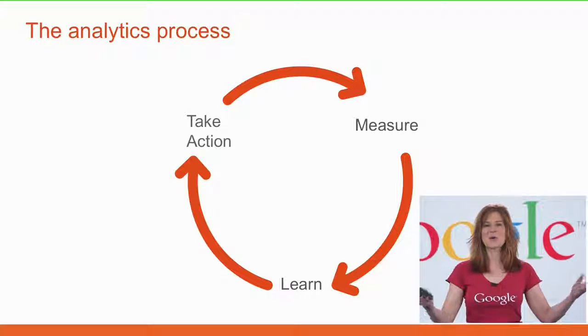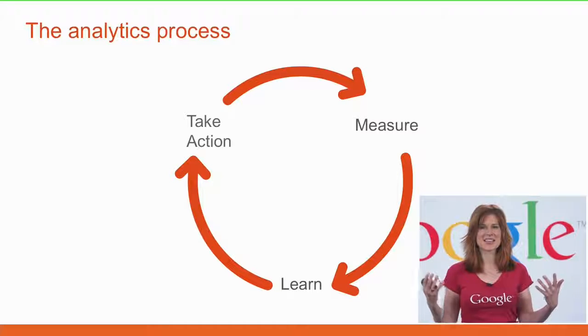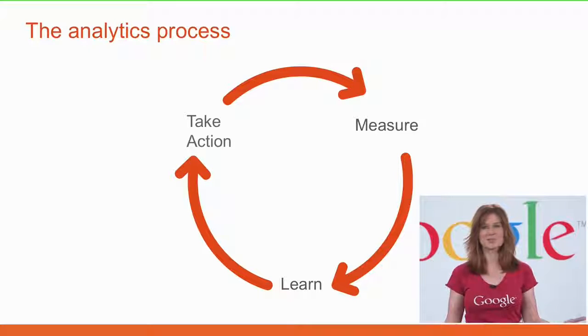Okay. So let's start talking about what you'll be doing with GA. It is the analytics process, and it works like this. First, you're going to measure. You have to figure out what's happening or what's not happening on your website. Then you're going to take that information and you're going to try to learn from it. You might say, okay, well, I've been sending people to this page to do this thing, but nothing is happening, or it's not happening enough.